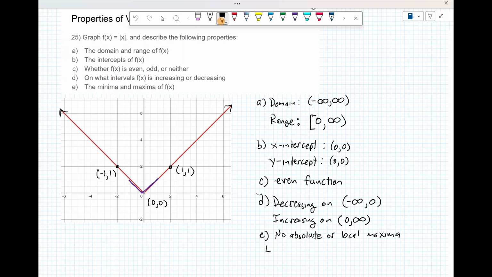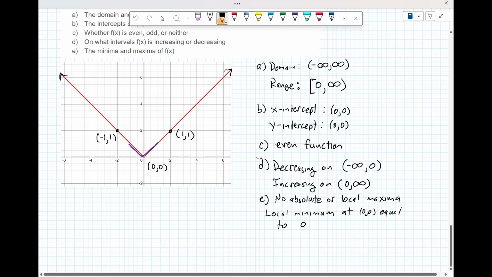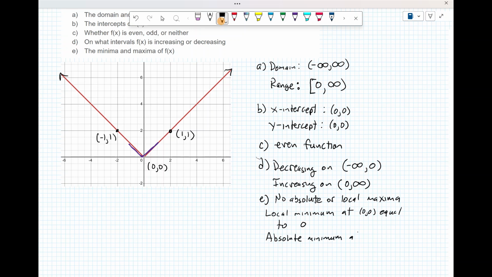So there is a local minimum at 0, 0 equal to 0, and there is an absolute minimum at 0, 0 equal to 0. All right, so that is the absolute value function.